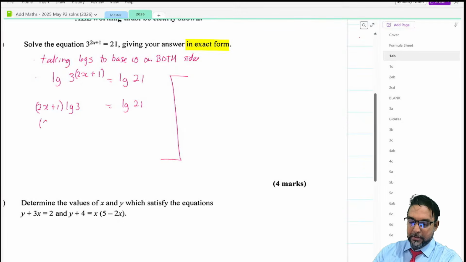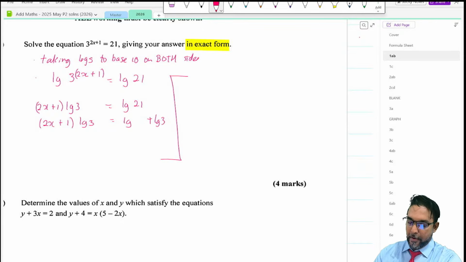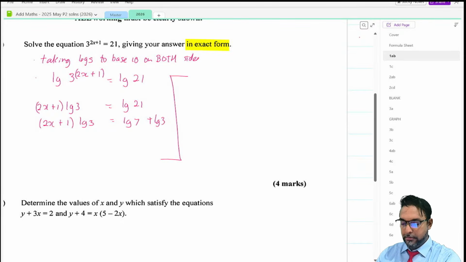Okay, so you see on this side I have 2x plus 1 by log 3, right? On this side I have log 21, plus log 3. Sorry, log 7. Yeah. Okay, cool. Well, we did it all the way from the start. So we did 3 to the power of 2x plus 1 equals 7 times 3 to the power of 1. And then you could divide both sides by 3 to the power of 1. You could just say 3 to the power of 2x equals 7.